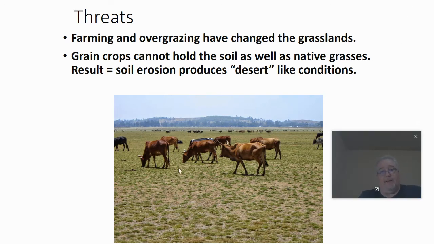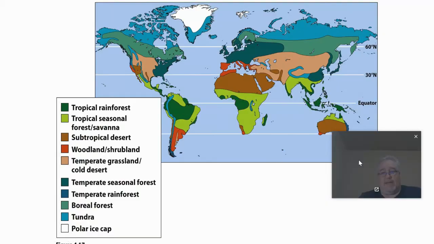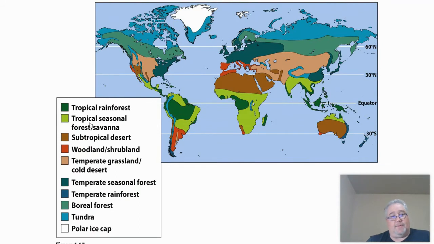Okay, our next biome is the tropical rainforest. This is kind of a big one. Tropical rainforest on our map here is kind of a little bit of a darker green color. But look here in South America, kind of the north. This is the Amazon rainforest, right?